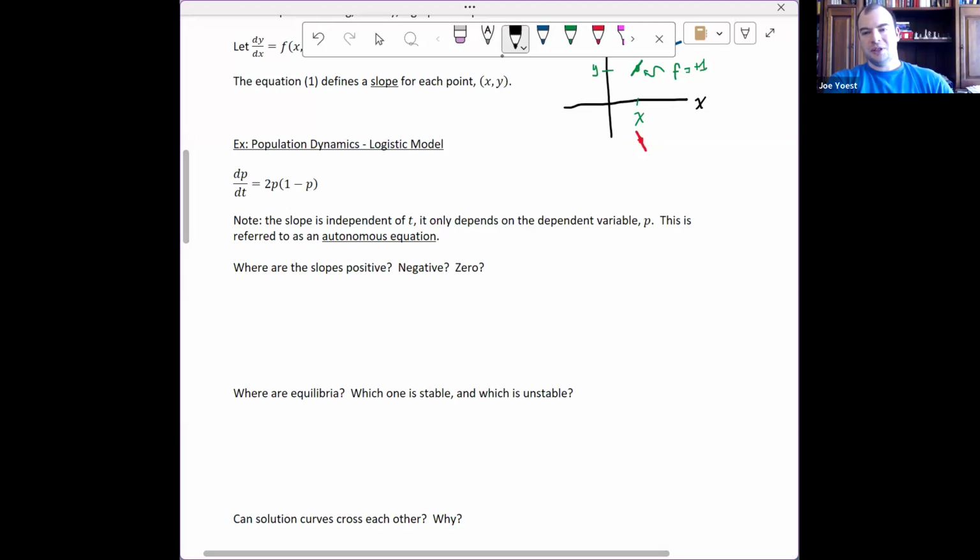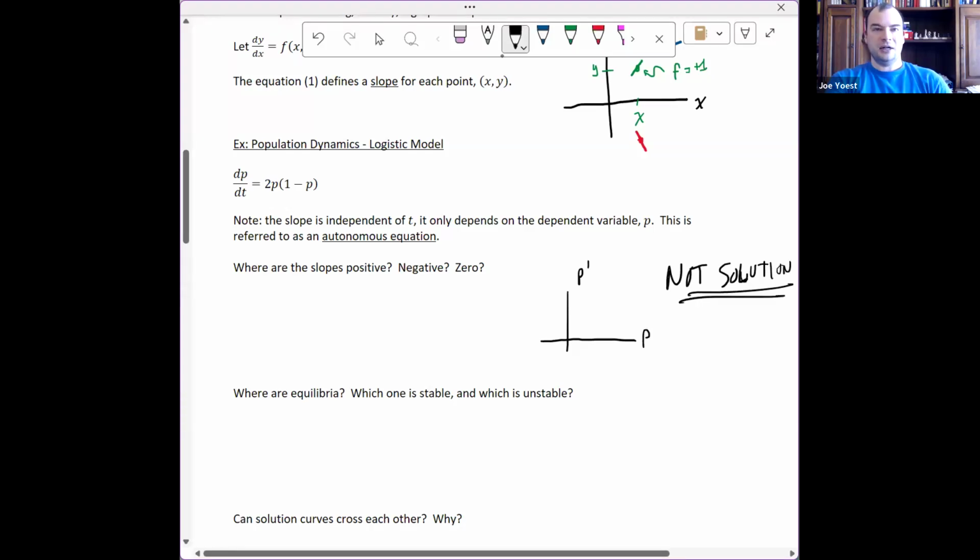I know that P prime is my slope. I can actually plot P prime as a function of P. Very importantly, this is not a solution that I'm plotting here. This is not a direction field. This is not a solution. This is just a little schematic that I'm drawing to help myself. So I want to be very clear about that.